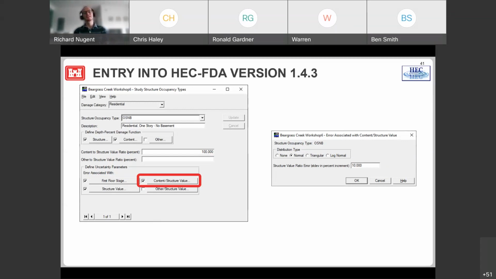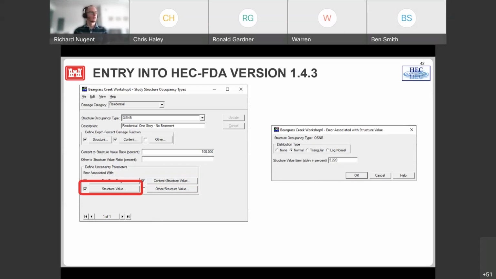What this means is that the uncertainty in the content to structure value ratio is entered as a coefficient of variation. It's a coefficient of variation, so that would be multiplied by the content to structure value ratio to get the actual standard deviation, which in this case would be 10% times 100, which would be 10%.